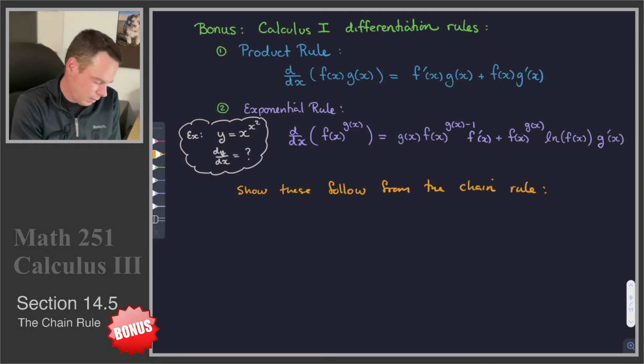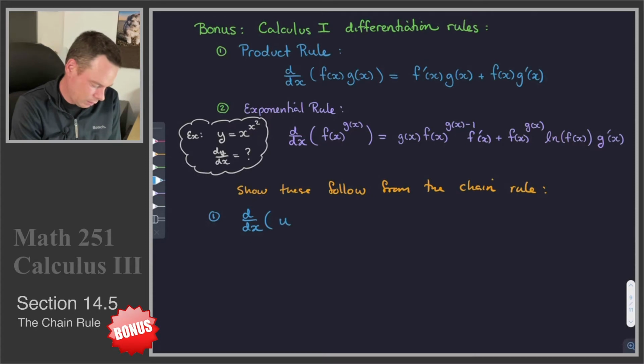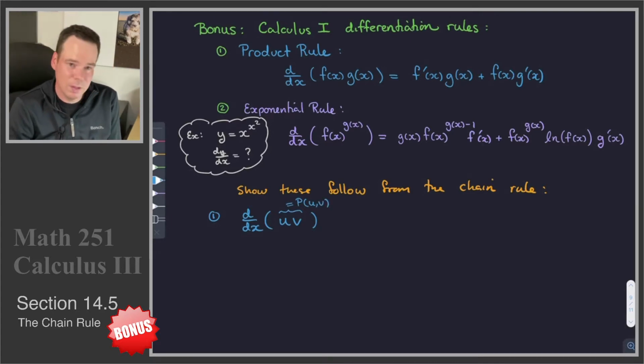Okay, so we're proving Calculus 1 results from Calculus 2 or Calculus 3 tools. So the product rule. Well, the way we're going to deal with this is we're going to want to differentiate a product of two things with respect to x. So I will just call those two functions u and v. And in particular, I'm going to think of this now as a multivariable function. So this is where the multivariable calculus comes into it. I'm thinking of u times v as just a function of two variables. So I'll call it p of uv, p for product.